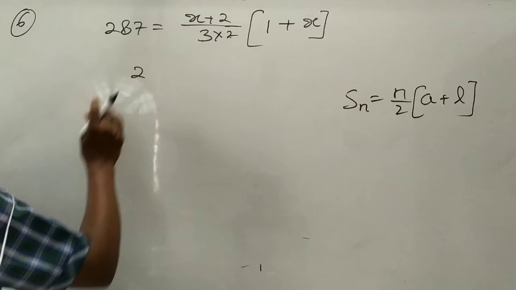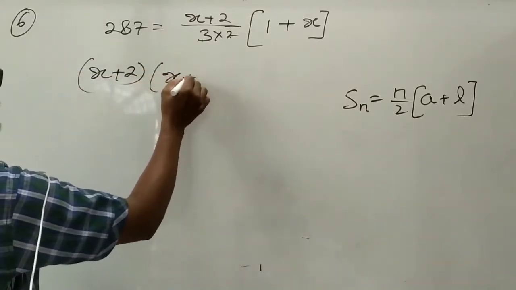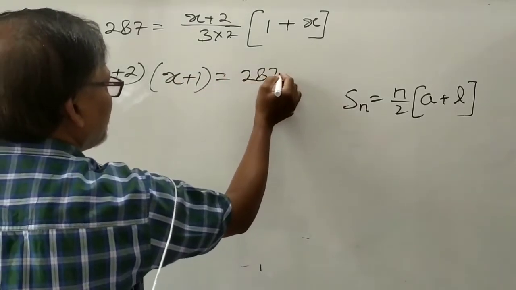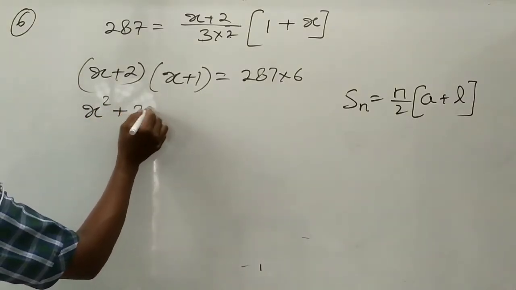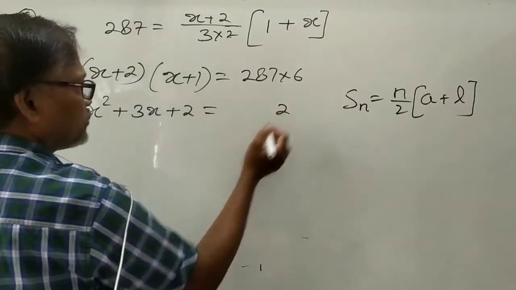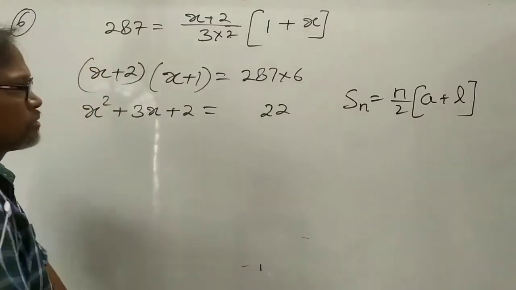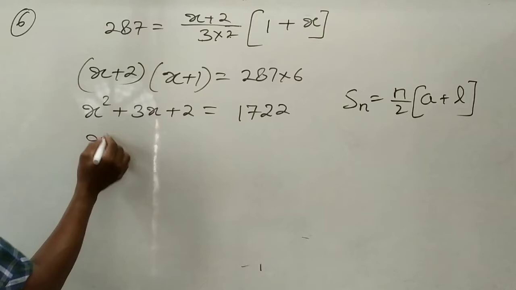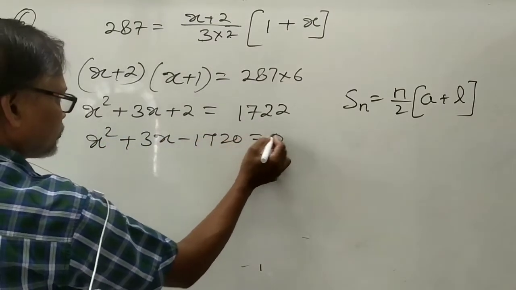Now simplify. We are doing cross multiplication: 6 7s are 42, 6 8s, 6 7s means 287 into 6, so it will be x square plus 3x plus 2 is equal to 42, to 1722. So x square plus 3x minus 1720 is equal to 0.